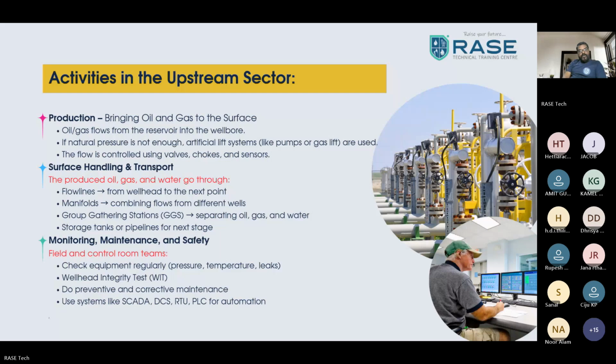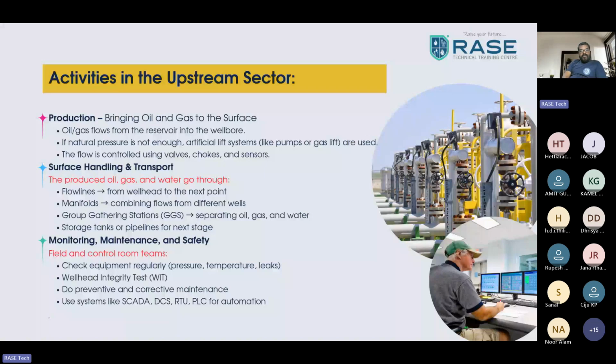So from the wellhead, the flow line will transport your oil and gas to the next point, called the manifold. Manifold means combining flow from different wells. Different wells come to the manifold. Once you reach the manifold, there is again a flow line that connects from the manifold to the group gathering station. There is a separation system, with many kinds of equipment placed there for separating oil, gas, and water. This is the surface handling and transporting in upstream operation.